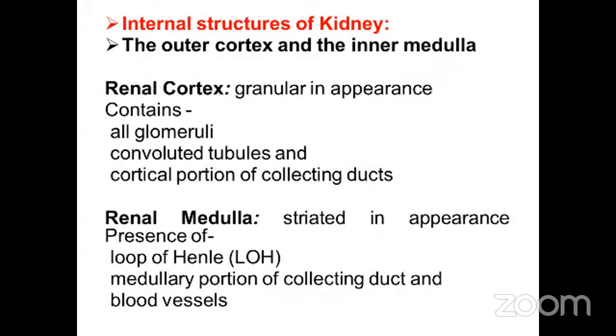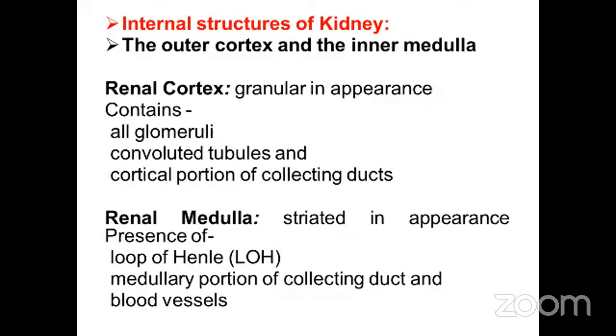If we see the vertical section of the kidney, it is broadly divided into two regions. The outer part is called the cortex, the inner part is called the medulla. The outer part, the cortex, has a granular appearance, and there is the presence of the glomeruli, the cortical part of the collecting duct, and the convoluted tubules. The medullary part is triangular in appearance because of the presence of the loop of Henle, the medullary part of the collecting duct, and the blood vessels.